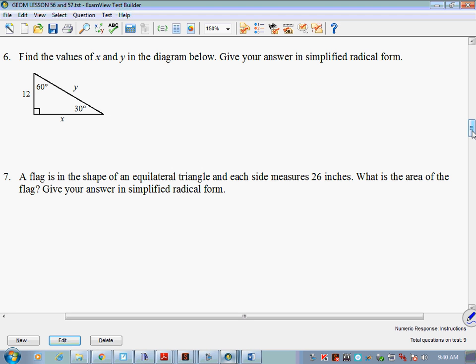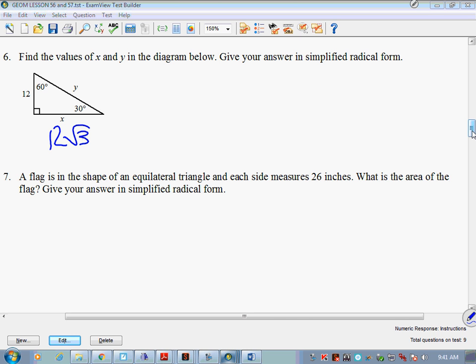Well, x is across from the 60. So how do I find the length of x? Caleb? 12 radical 3.